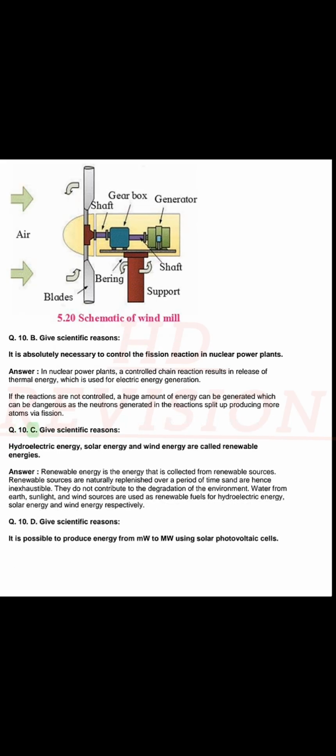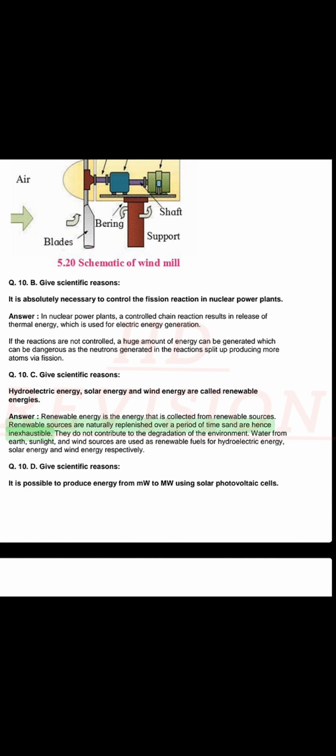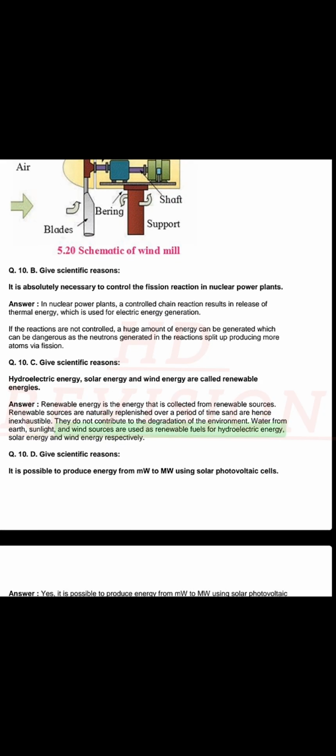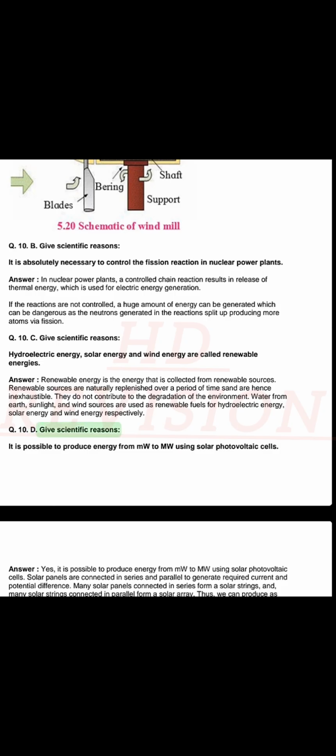Q. C. Give scientific reasons. Hydroelectric energy, solar energy, and wind energy are called renewable energies. Answer. Renewable energy is the energy that is collected from renewable sources. Renewable sources are naturally replenished over a period of time and are hence inexhaustible. They do not contribute to the degradation of the environment. Water from earth, sunlight, and wind sources are used as renewable fuels for hydroelectric energy, solar energy, and wind energy respectively.